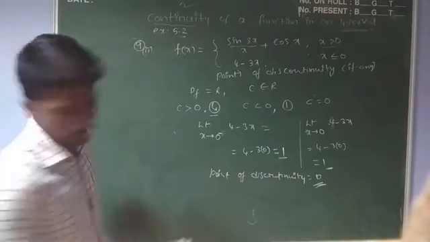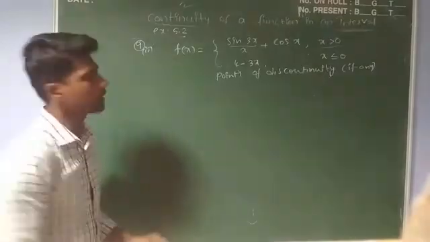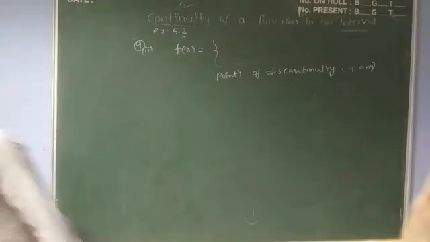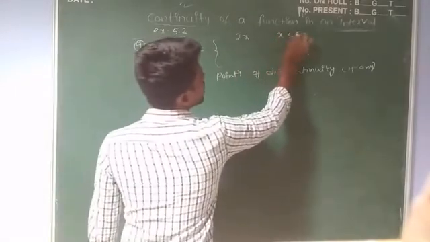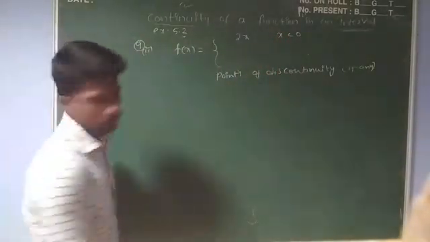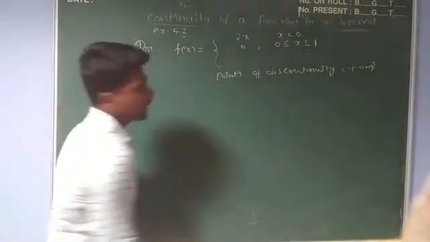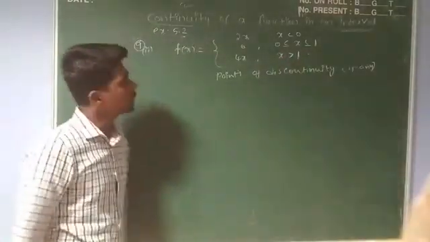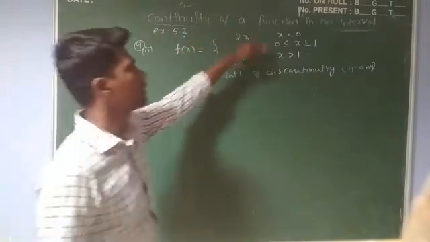Next, take one more problem. f of x is defined as 2x for x less than 0, 0 for 0 less than or equal to x less than or equal to 1, and 4x for x greater than 1. See, the function is divided into three subfunctions for three intervals.